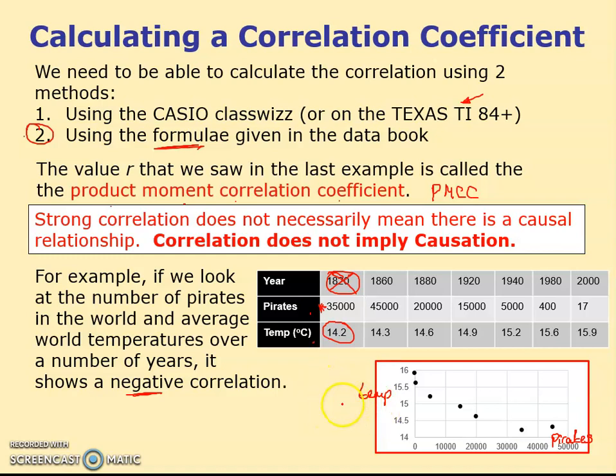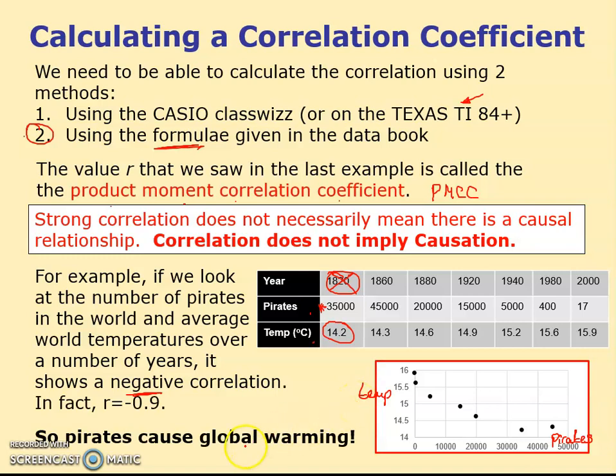But does that mean that the number of pirates caused the temperature to drop? If you think about it for only a couple of seconds, you soon realize that's rubbish. So this would imply that their R value is really, really strong. It's minus 0.9. Pirates therefore cause global warming? No, they don't. There's some other factors involved.